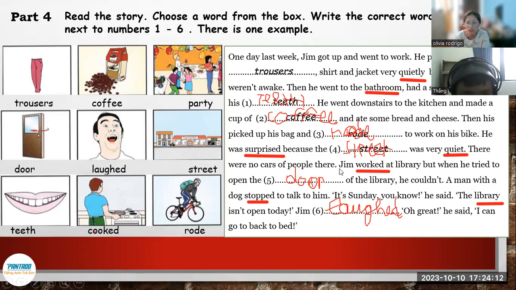Okay, the answer. Okay. Let me see. Very good. Okay, read all the words that the teacher underlined. Okay, wait for me a minute.